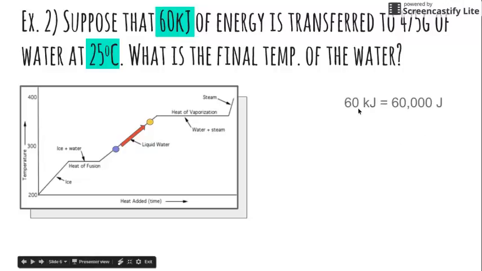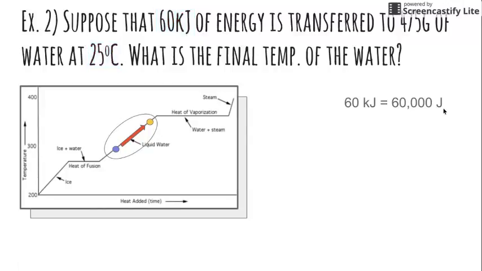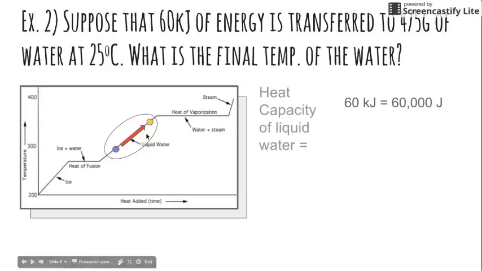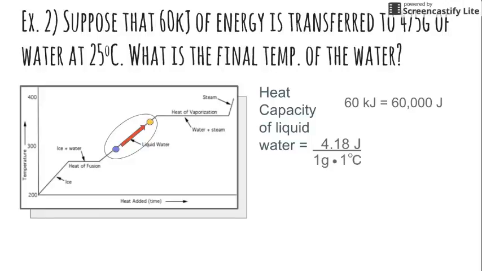By the way, 60 kilojoules of energy is 60,000 joules of energy. So all you have to do is take your original number and times it by 1,000, or add 3 zeros to the end, and you'll have joules, which will fit our equation nicely. Let's set up our proportion problem, keeping in mind that once again, we are stuck only in the liquid phase, so we should only use the heat capacity of liquid water. It's the same number as before, 4.18 joules over 1 gram times 1 degree Celsius.